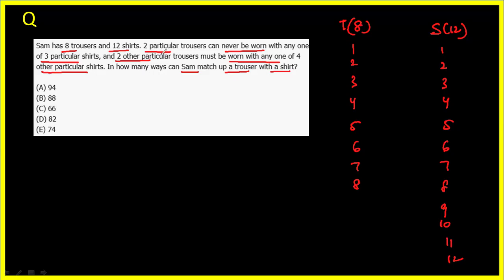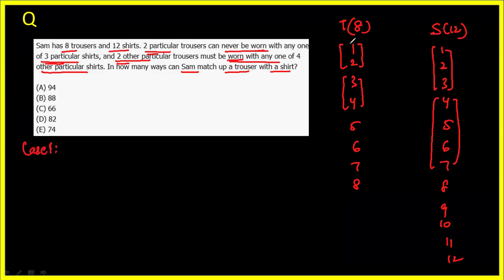According to the question, two particular trousers, let's say these first two, can never be worn with any one of the three particular shirts. Let's say these two can never be worn with these three particular shirts. Second case, two particular trousers, let's say trouser number 3 and 4, must be worn with any of the 4 other particular shirts. Let's say these are the 4 shirts with which trousers number 3 and 4 have to be definitely worn.